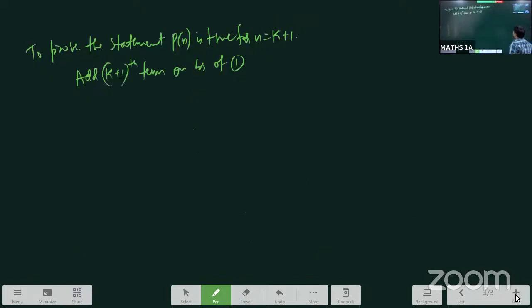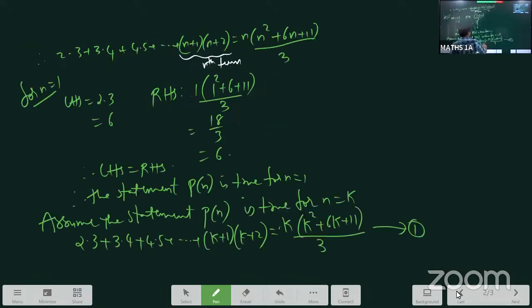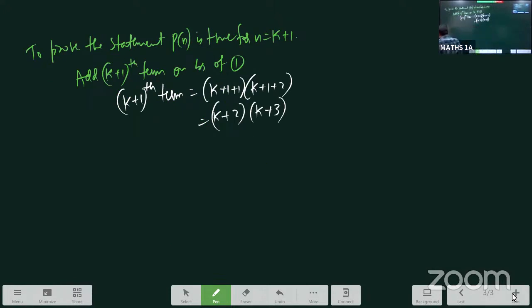Is it clear? So the k plus 1th term is k plus 1 plus 1, k plus 1 plus 2. Instead of n, you are going to put k plus 1. That is nothing but k plus 2 into k plus 3. This we are going to add to equation 1 on both sides. Here we add the k plus 1th term, whatever we got.